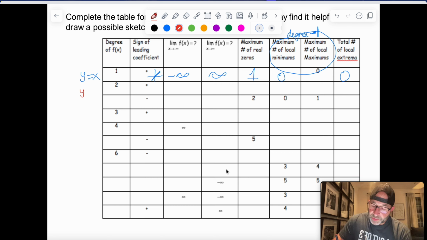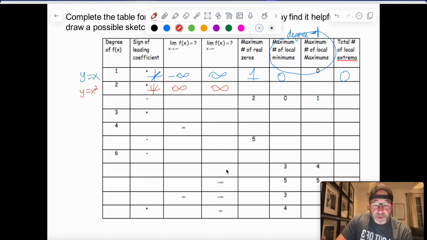If I had y is equal to x squared, what's that going to look like? If we have a positive leading coefficient, we know that the graph is going to look something like this. Okay, that's that standard U shape that we're used to. As my graph goes to the left, my graph goes up. As my graph goes to the right, my graph goes up.